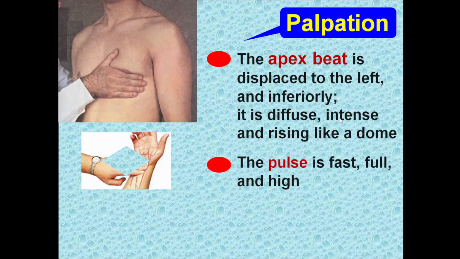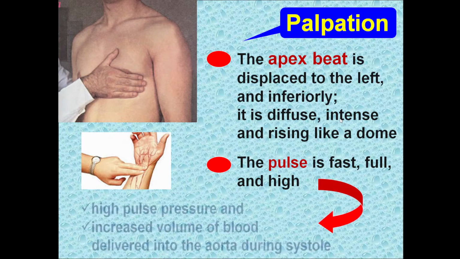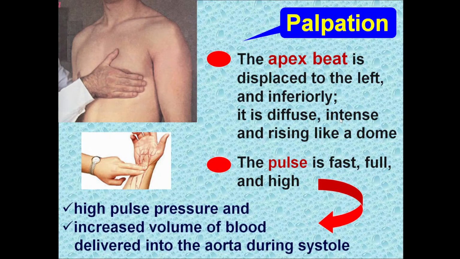Some problems will be with the peripheral pulse. It becomes fast, full, and high. It is full during the systolic period, but very fast disappears during the diastolic period. We are talking about fast and high pulse, which is connected with deviation between systolic and diastolic pressure. We remember high systolic, low diastolic, as a result, high pulse pressure, and increased volume of blood during systole and decreased during the diastolic period.